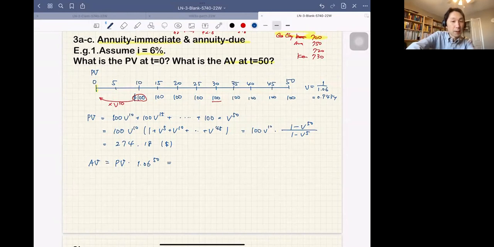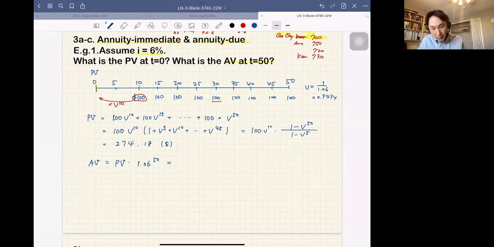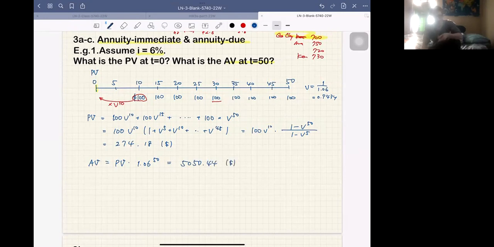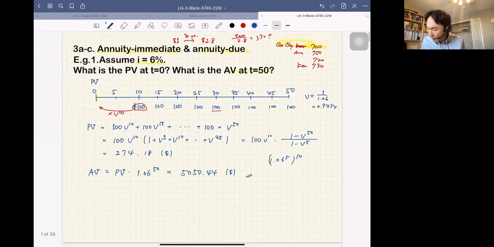I don't know what the number is. 1.06 to the 50th power times 274.18 is 50.438, so 5,050. Don't we have to change the interest rate because we're doing it every 5 years? Yes, of course, we can multiply by 1.06 to the 5th power, to the 10th power, but that's the same thing.